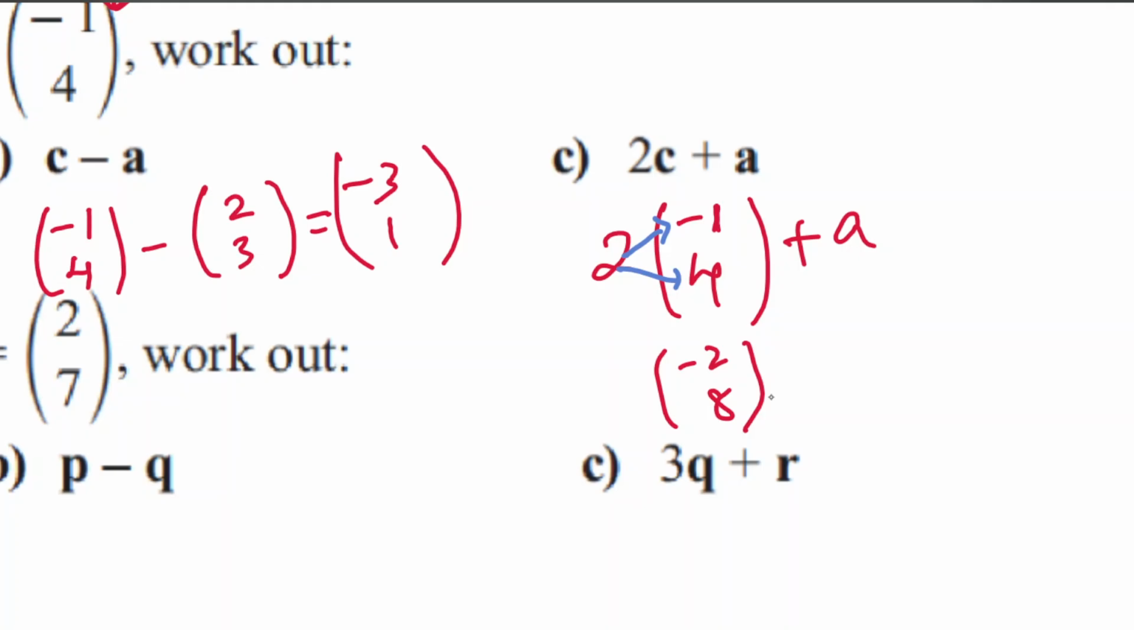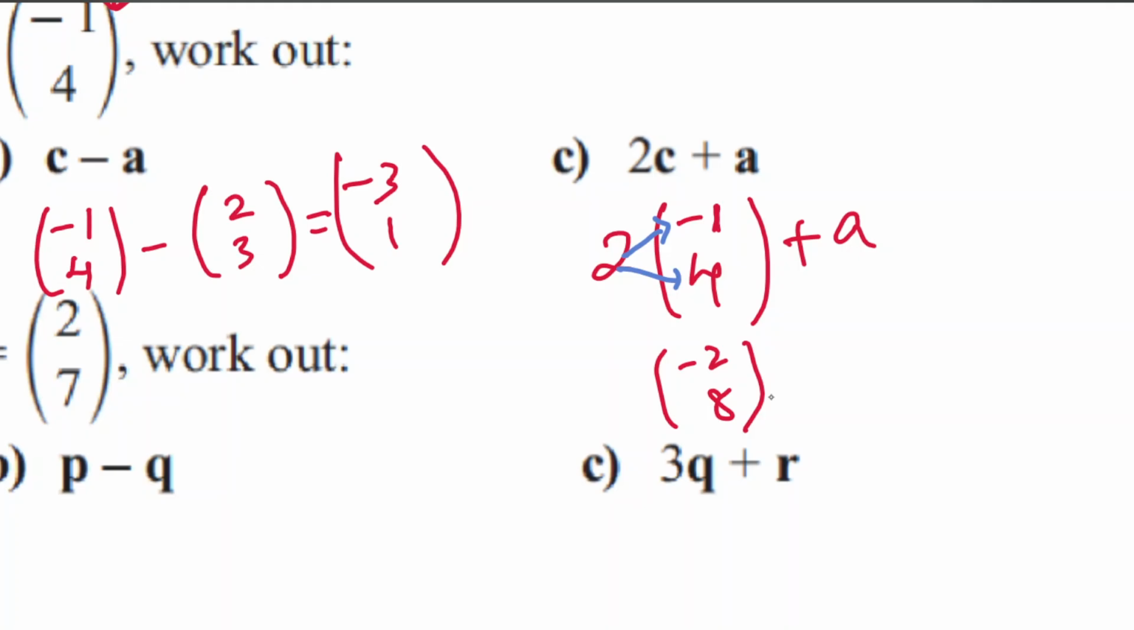So the final vector is just an addition. Minus 2 and plus 2 gives you 0. And 8 plus 3 is what? 11. It is done. So this is how we can do these questions.